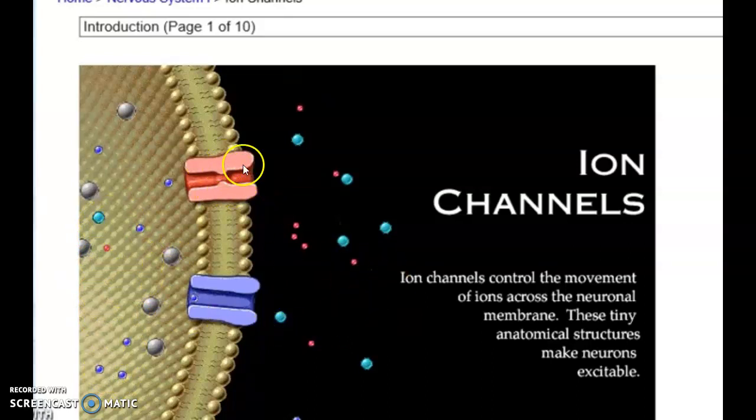All right, if this is a sodium channel and these are sodium ions out here, notice I've got more sodium ions out here than in here. So they're typically going to want to go inside. But this may be a different type of channel, because there are different types of channels.